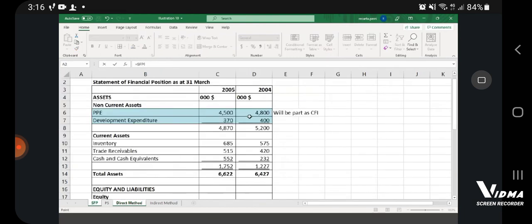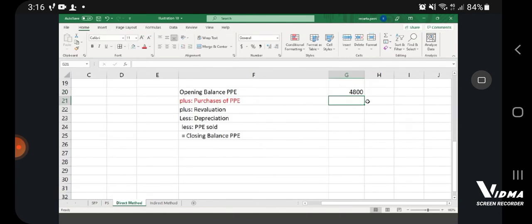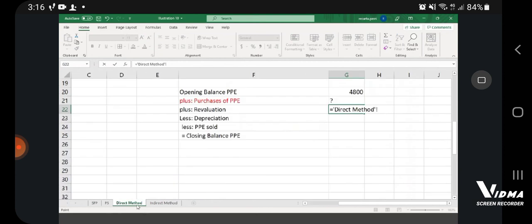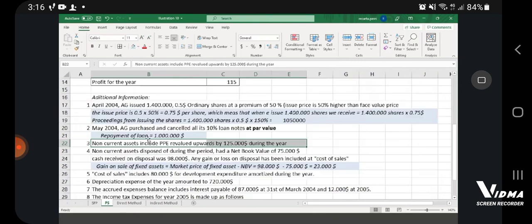The opening balance of PPE, okay, is this one, 4,800. Purchases of property, plant, and equipment for me are unknown. A question mark over there. I'm trying to calculate that. How much are the revaluations? Now remember, the revaluation upwards are 125. Okay, I'm just writing that as a value because there is no Excel formula to support that. Again, this is the revaluation of the PPEs during the year, okay?